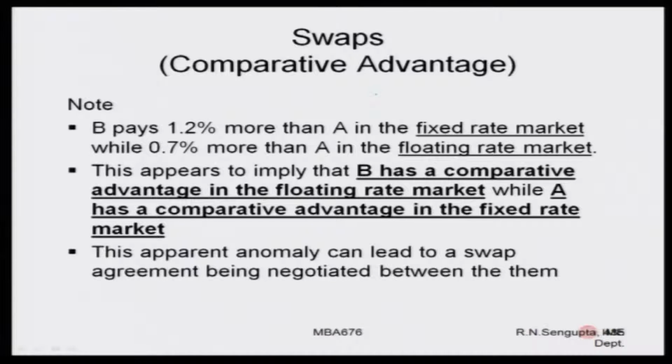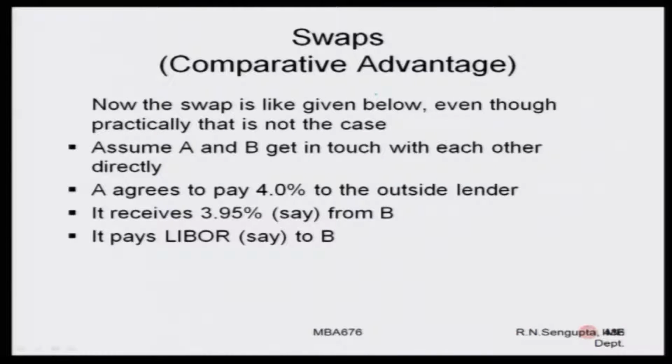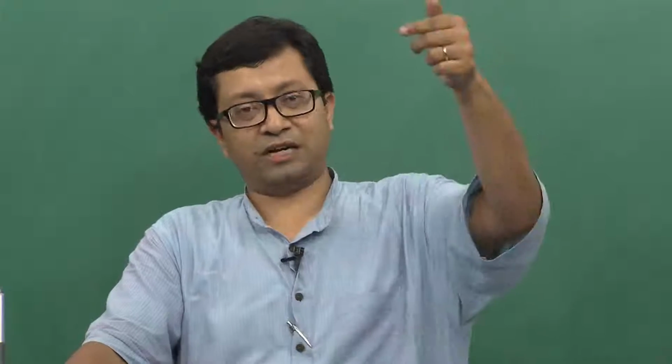How? Let us see. Now, the swap is as discussed, even though practically this is not the case, we will just consider a simple theoretical case. Assume A and B get in touch with each other. A agrees to pay 4% to the outside lender, it receives 3.95 and it pays LIBOR to B, which means that in the overall case the interest rate is still floating, but it is being done in such a way that A is getting the competitive advantage with respect to the case when it was dealing on its own.